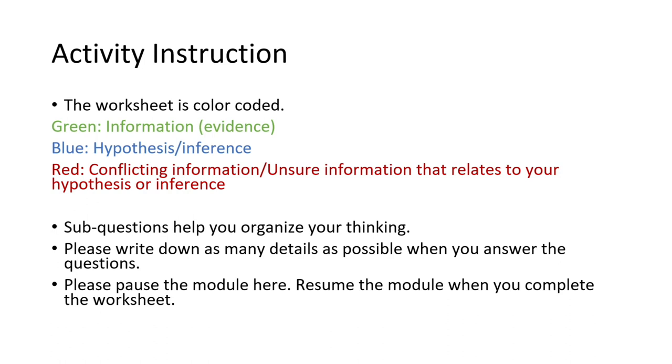The worksheet is color-coded. Green is information, which is evidence, that you'll find from the website. Blue is the hypothesis or the inference that you generate after you gather enough information. There is conflicting information that you might find from the website, or information that you are not sure about or would like to acquire more of to help you support or refute your hypothesis or inference. You can put them into the red section.